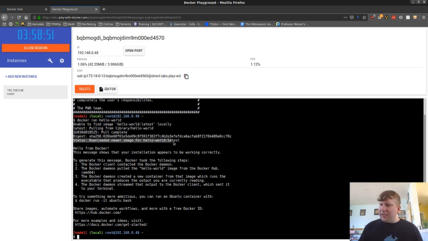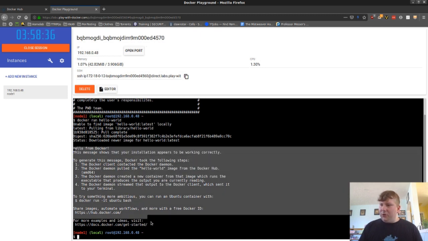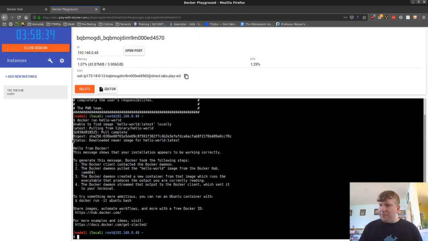But basically what it's doing here is it's checking the local version if there is one, and then checking the hub to see if there's a newer version. Since there isn't a local version, it just pulls down whatever the latest greatest is. And then this container is doing the one thing that it's supposed to do, which is to spit out a hello world message. And to generate this message, Docker took the following steps.